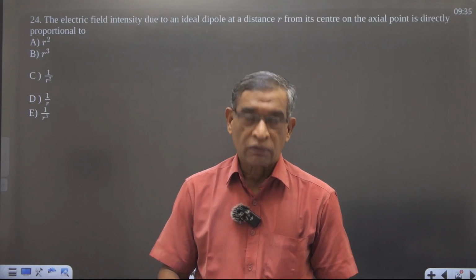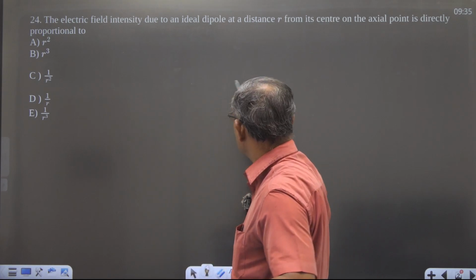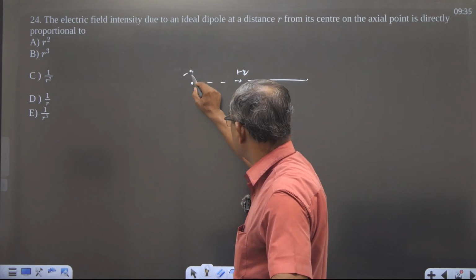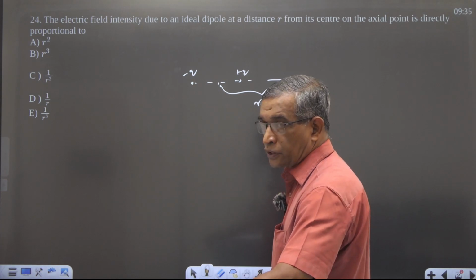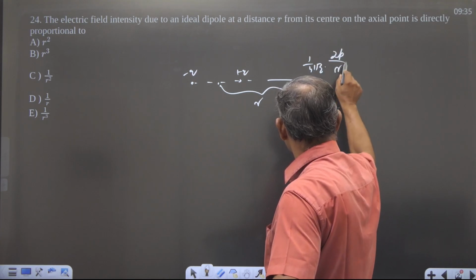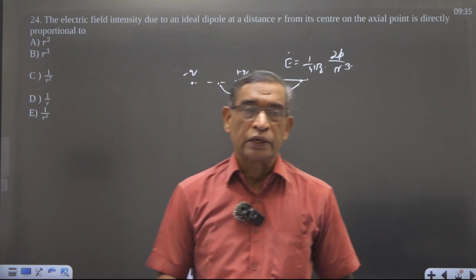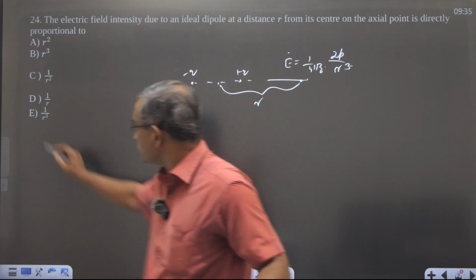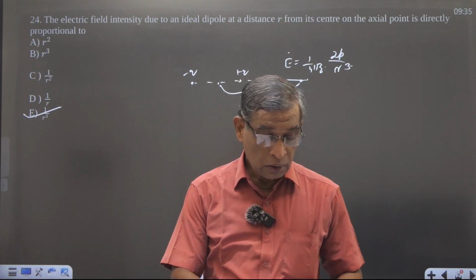Here, what is the relationship of intensity at any point along the axial line of a dipole? Suppose this is the dipole and this is the direction of the dipole, positive charge, negative charge. Then at any point at a distance r, the electric field intensity is given by 1 by 4 pi epsilon 0, 2p by r cube. That is the expression for electric field intensity. Here the dependence of electric field intensity on r is proportional to 1 by r cube. So the option is A. Now next question.